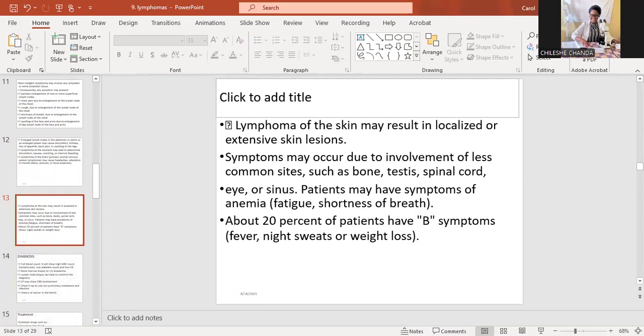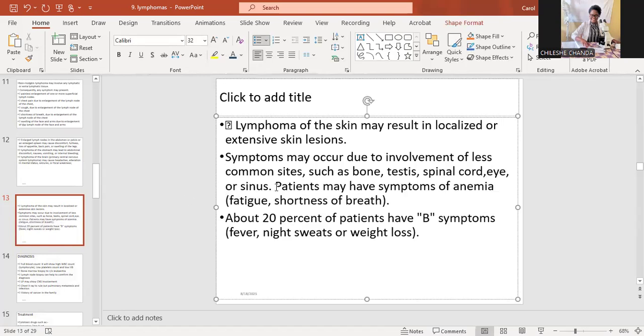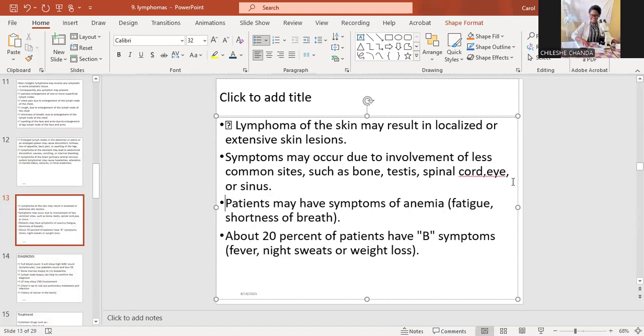Lymphoma of the skin may result in localized or extensive skin lesions, depending on which area is affected. The symptoms may occur due to involvement of less common sites such as bones, the testis, the spinal cord, the eyes and the sinuses. Patients may have symptoms of anemia, all right? Patient will be feeling fatigued, with shortness of breath. All those are signs and symptoms of anemia. About 20% of the people with lymphoma will present with B symptoms that we talked about, which include fever, night sweats, and weight loss.